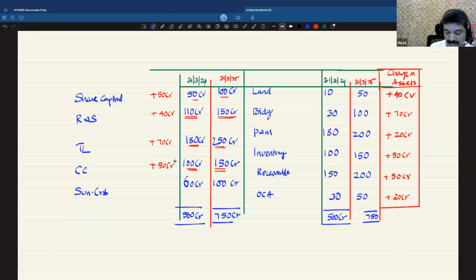And what is the change that happened in sundry creditors? It increased from 60 crore to 100 crore. That is, it increased by 40 crore. So this is the change that happened in sources of finance. Okay. The uses of finance already we have covered.